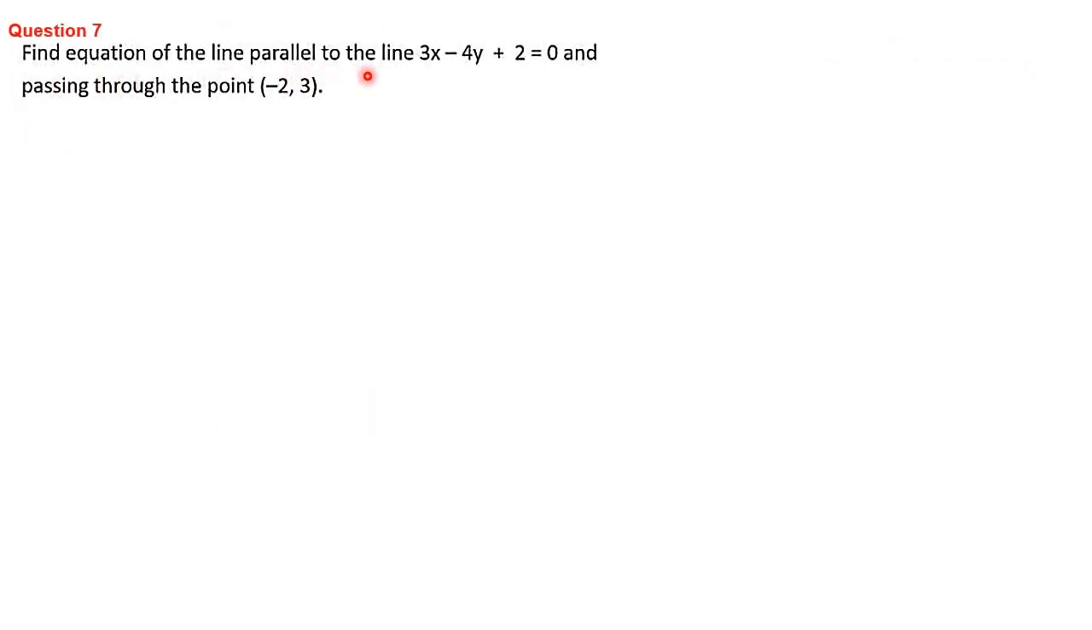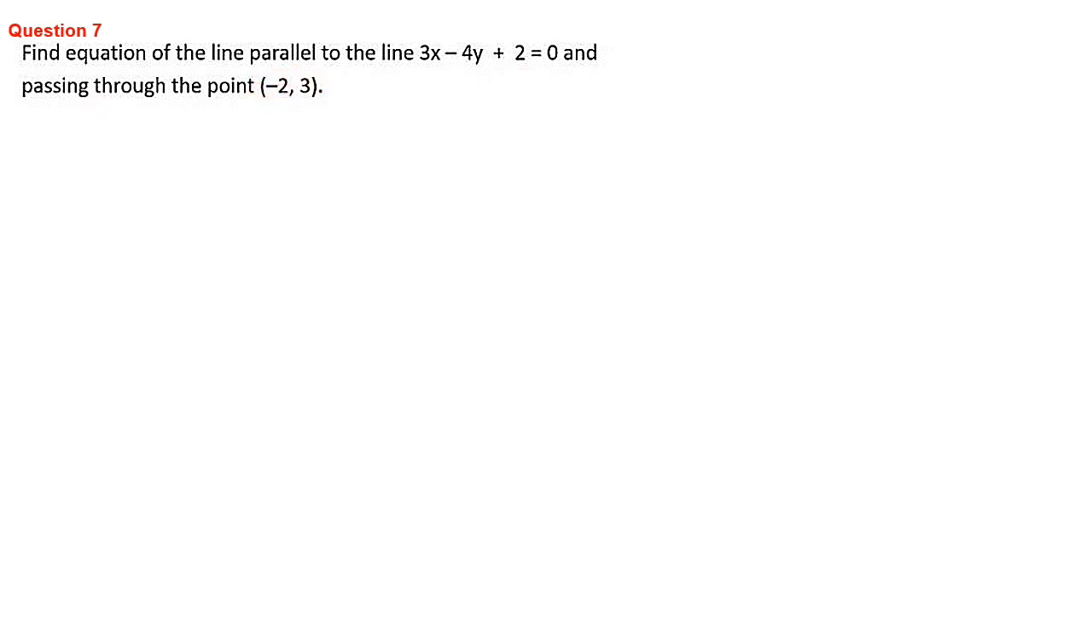Next we shall discuss question number 7. Find the equation of the line parallel to the line 3x minus 4y plus 2 is equal to 0 and passing through the point minus 2 comma 3. We are asked to find out the equation of a line which is parallel to this line and passing through the point minus 2 comma 3.